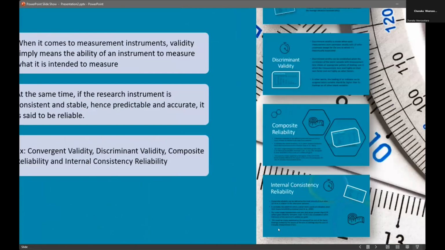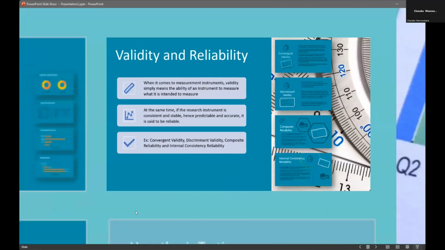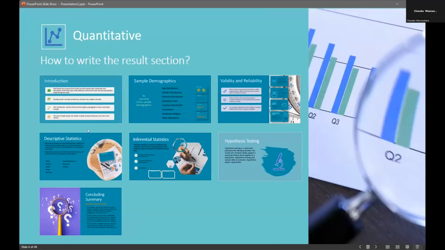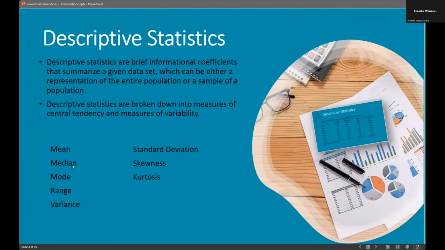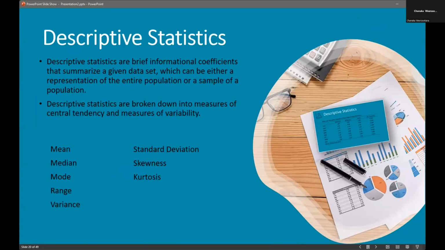So everyone should give Cronbach's alpha values, right? So that's the idea. Let me move into the next part, where we are going to discuss descriptive statistics. So we provided the introduction, then we discussed the sample demographics, then we discussed reliability and validity. Now we are coming into the descriptive statistics, right?